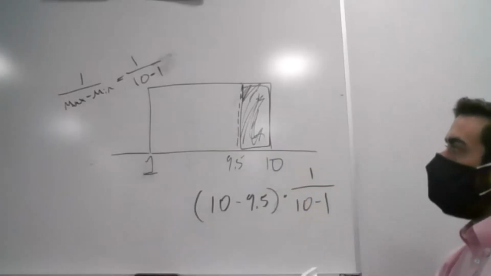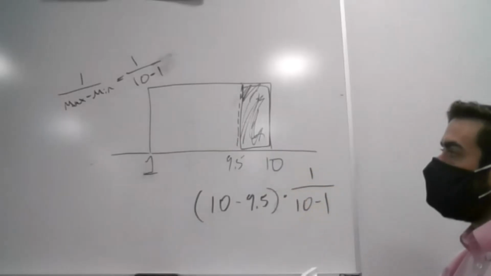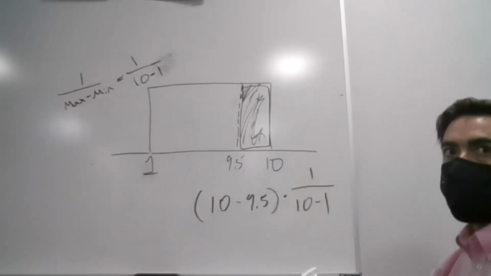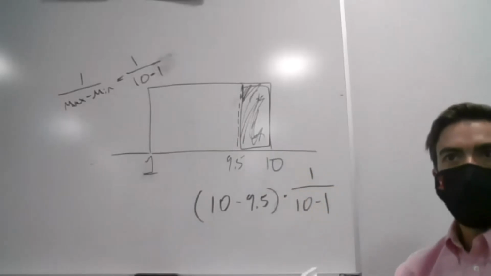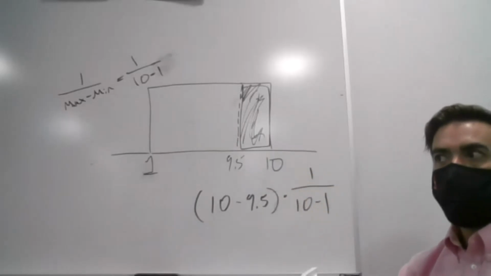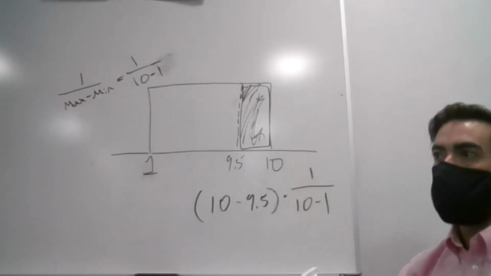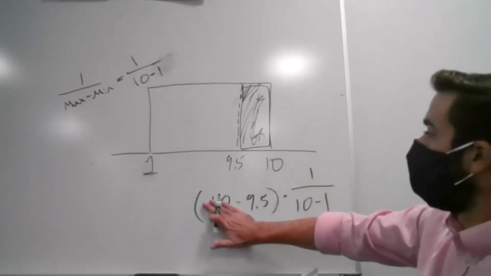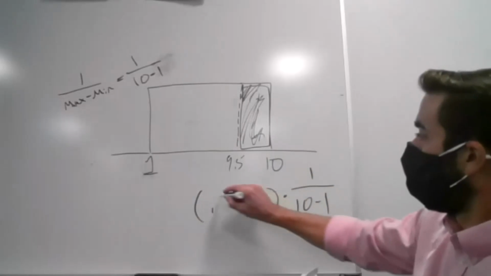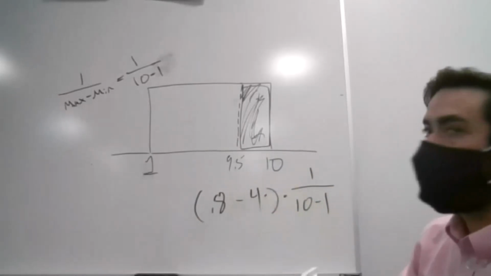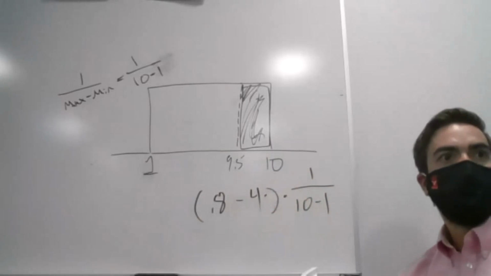What if I wanted the probability that it's between 4 and 8? What's the only thing I would really have to do differently? Yeah, right? The height remains the same. My maximum and minimum didn't change. So just find the length of whatever interval I'm interested in.